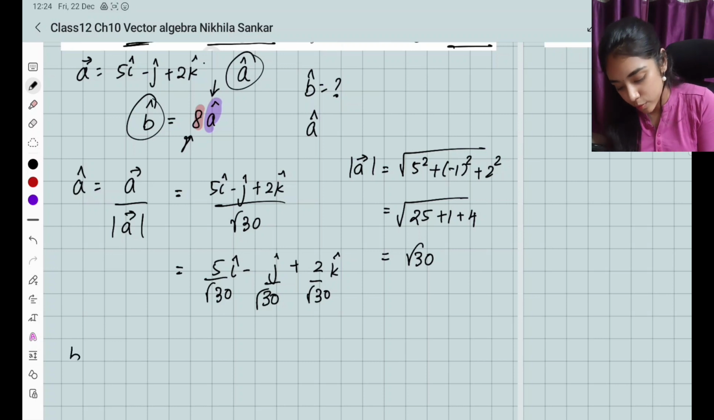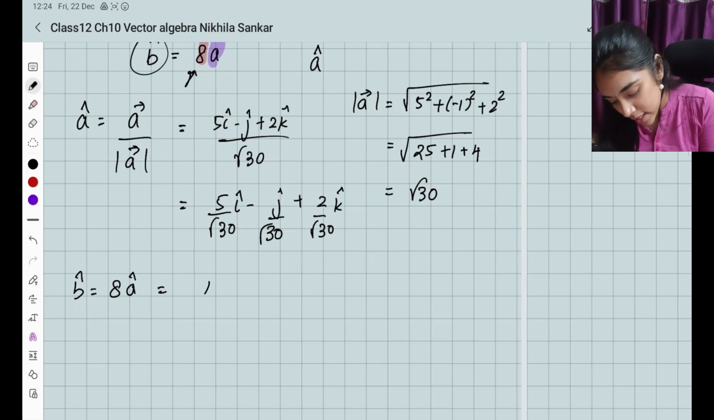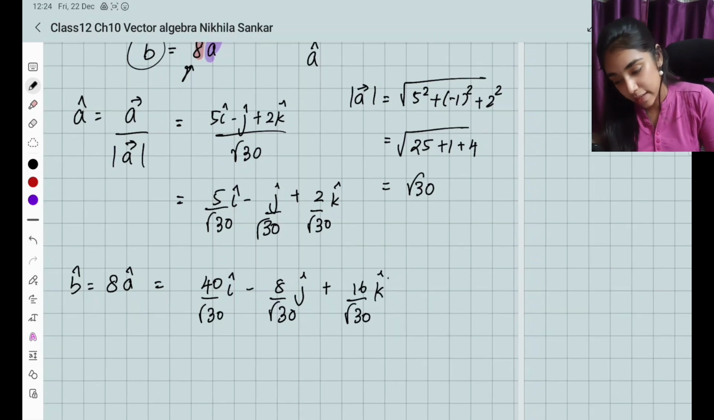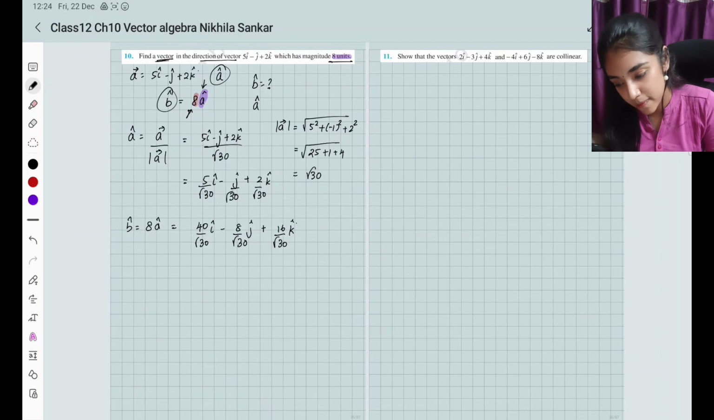Now we have found a cap. b cap is going to be 8 times a cap. So multiplying by 8, I have 8 5s are 40 divided by root 30 i cap minus 8 by root 30 j cap plus 8 2s are 16, so 16 by root 30 times k cap. Okay, this is my answer. Please copy.